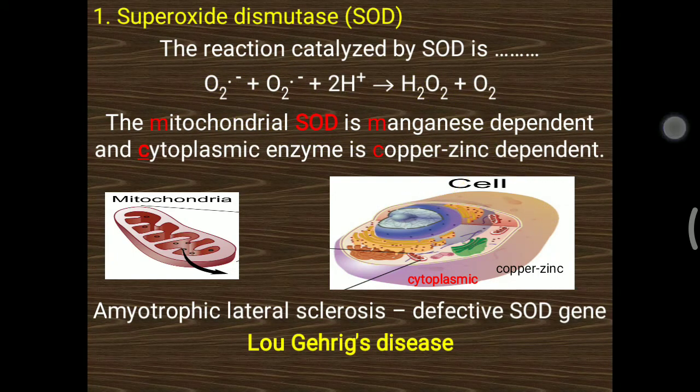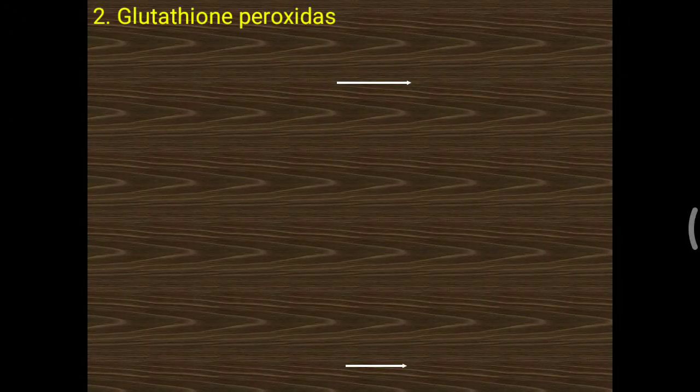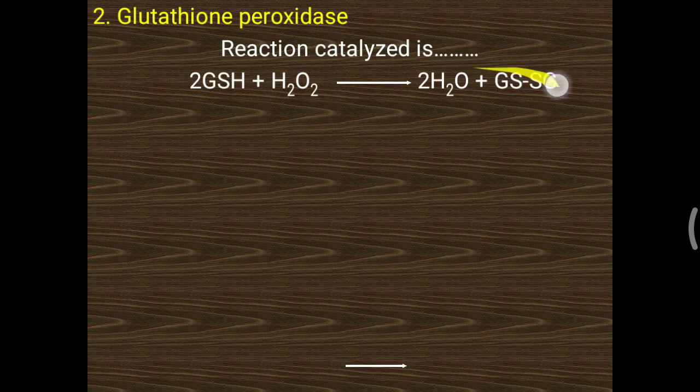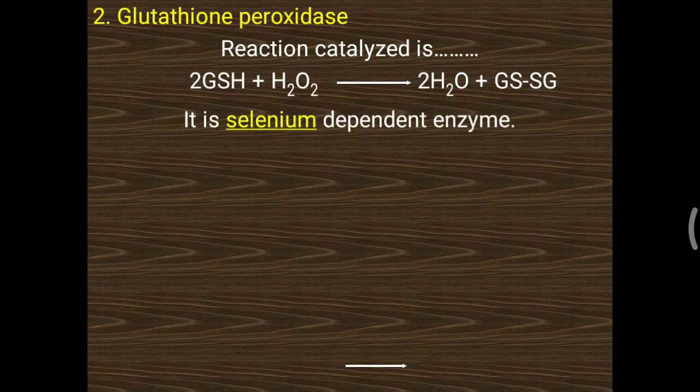Further detoxification of this H2O2 we will look at now, and for that the particular molecule is glutathione, and with the help of glutathione the enzyme working is glutathione peroxidase. This glutathione peroxidase converts glutathione into an oxidized glutathione molecule, but here two molecules of glutathione are needed. When these two molecules of glutathione combine with H2O2, or hydrogen peroxide, it makes a water molecule, but the glutathione is oxidized.